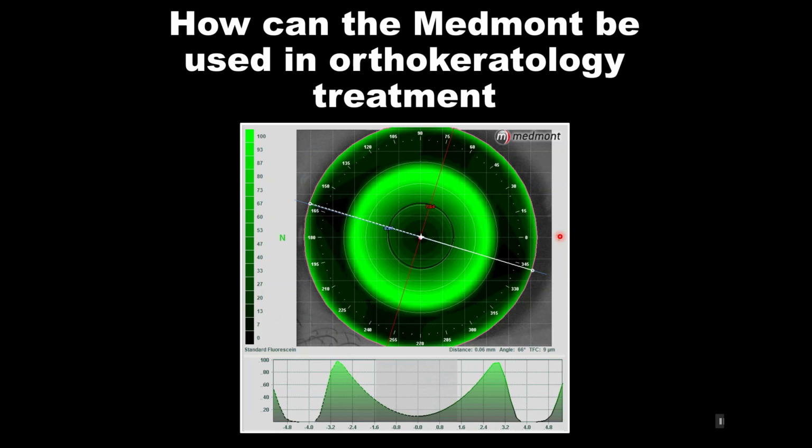Now, we've talked about using the Medmont for various specialty contact lenses, rigid, soft. What about orthokeratology? This is one of those areas where it's used so importantly for treatment before ortho-K, for after ortho-K. It's really a critical tool, a necessary tool in orthokeratology treatment.